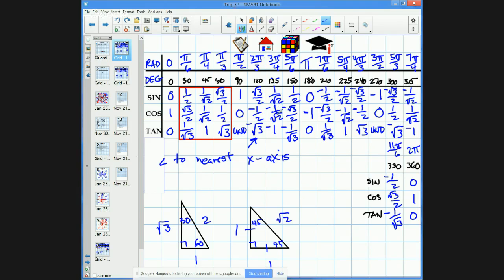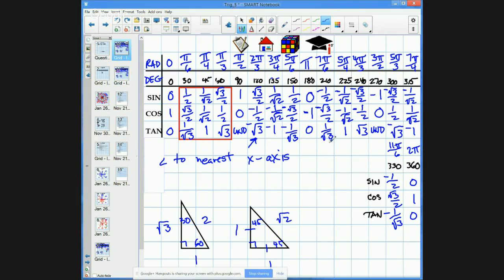Okay, 135, the nearest x-axis is 45 degrees. We already know the tangent of 45 from the box is 1. Why is it negative? Because we're in the second quadrant. We got to back it up so it goes down below again. 150 is 30. Same as in the box, 1 over the square root of 3, negative because of that backing up again. Finally, we're back up to 0.